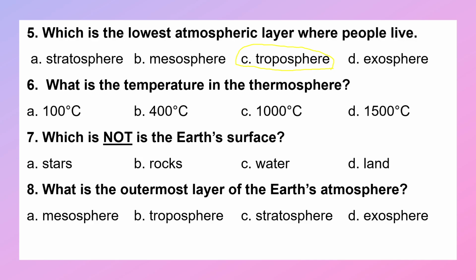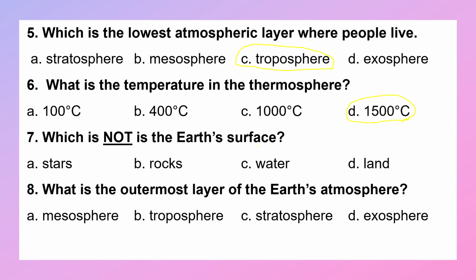Next, number 6. What is the temperature in the thermosphere? A. 100 degrees. B. 400 degrees Celsius. C. 1000 degrees Celsius. Or D. 1500 degrees Celsius. Okay. Remember, the temperature of thermosphere is letter D. 1500 degrees Celsius.